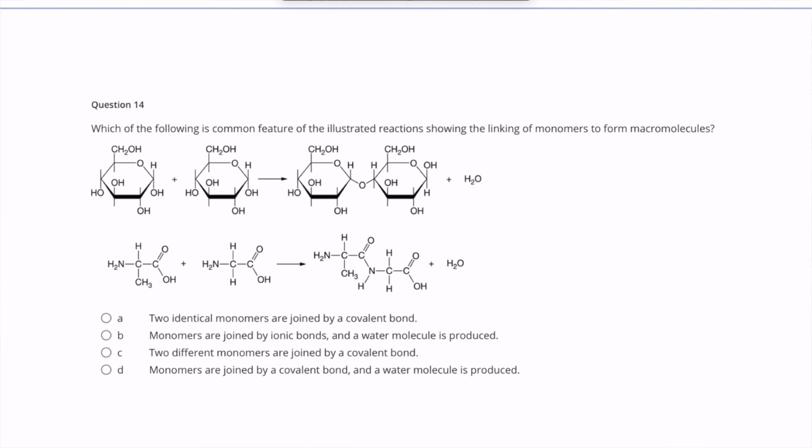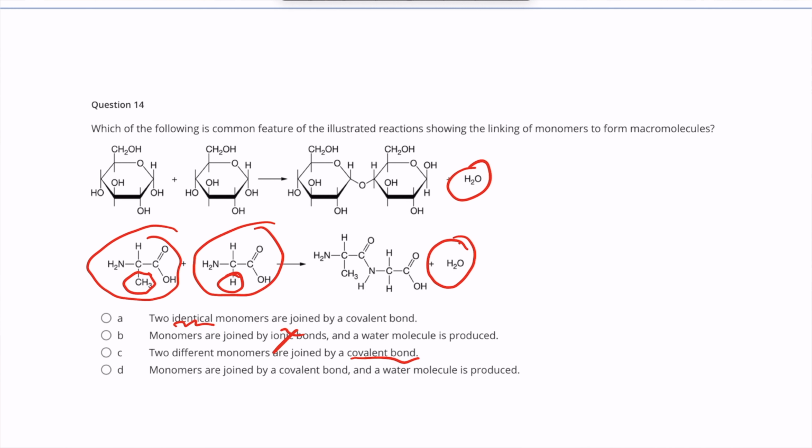Identical monomers is where I question, because as you can see from the protein one right here, if you look at the R group here, one has CH3, one has H, so they are different amino acids, so they're not identical. Monomers are joined by ionic bonds, and we know monomers are not joined by ionic bonds, so I'm going to move on. Two different monomers are joined by a covalent bond.